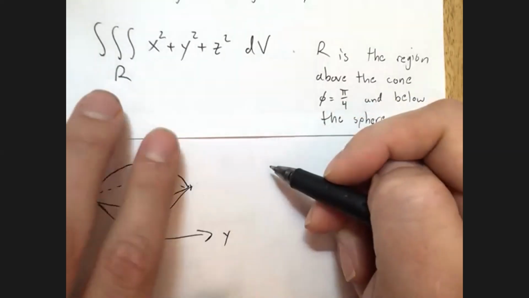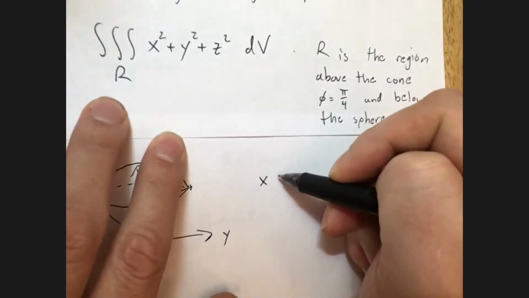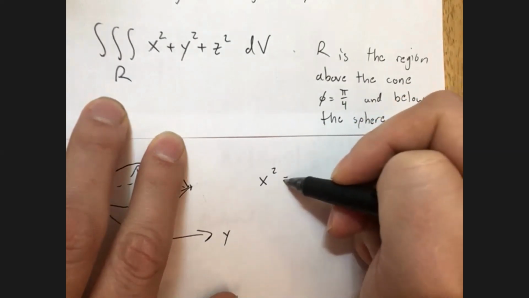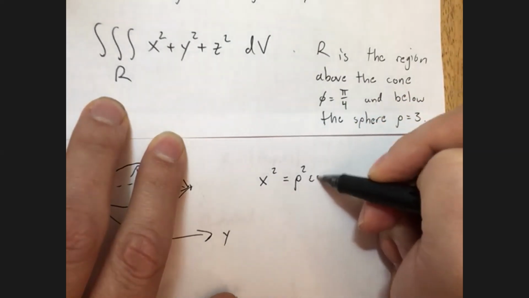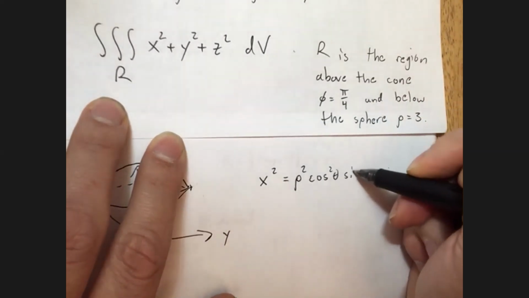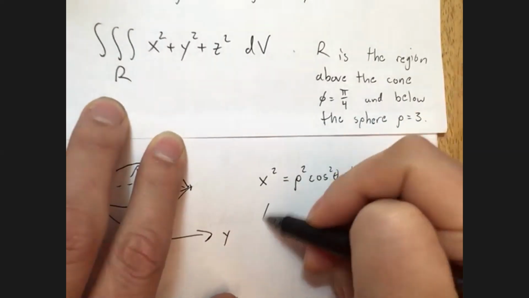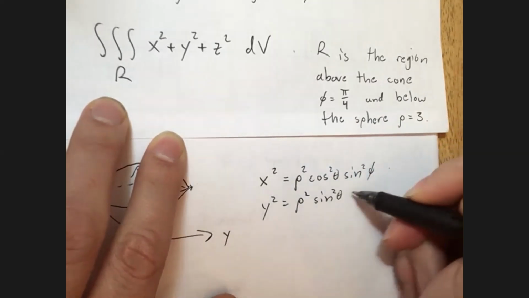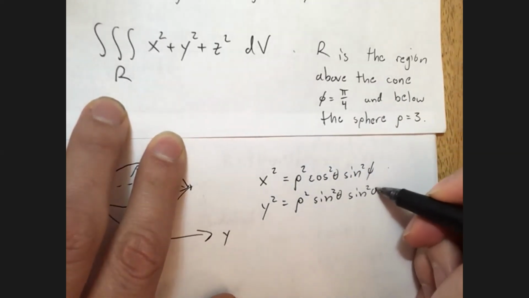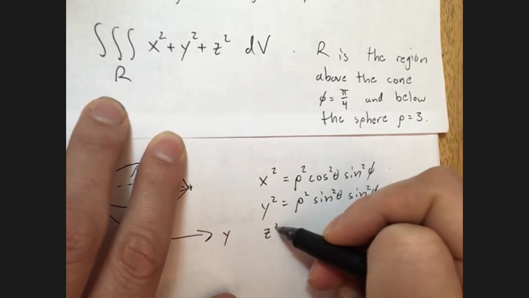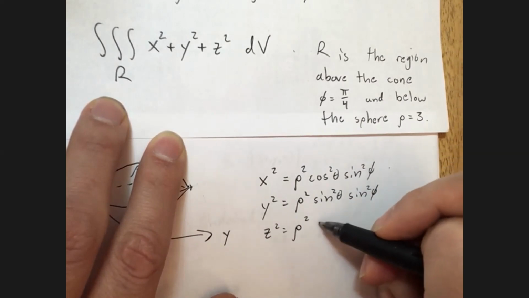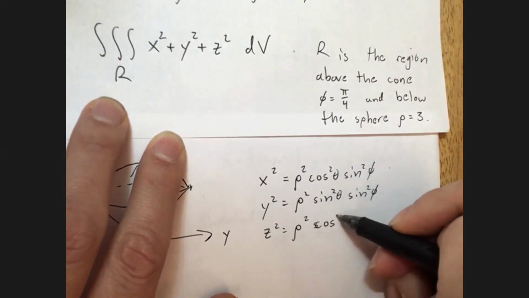Okay, so x squared plus y squared plus z squared. Well, remember x was rho cosine theta sine phi. So x squared is going to be rho squared cosine squared theta sine squared phi. Y squared is rho squared sine squared theta sine squared phi. Z was rho cosine phi, so z squared is rho squared cosine squared phi.